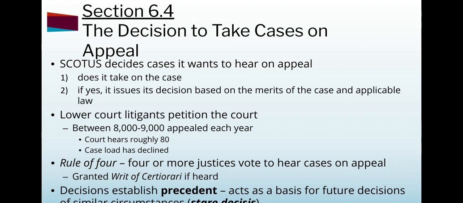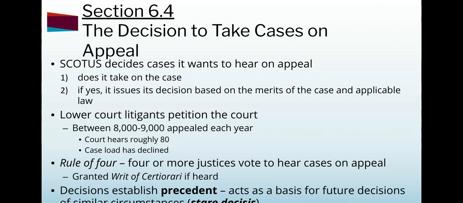And they get thousands of cases that are appealed to the Supreme Court every single year, but they basically take anywhere between like 75 and 100. So they pretty much deny 99% of the appeals that are sent to them. But if there's a case that they like, the way that it gets sent up is if you follow the rule of four.